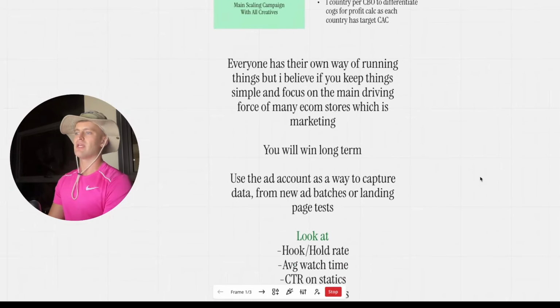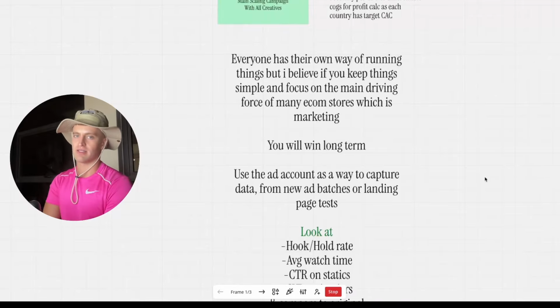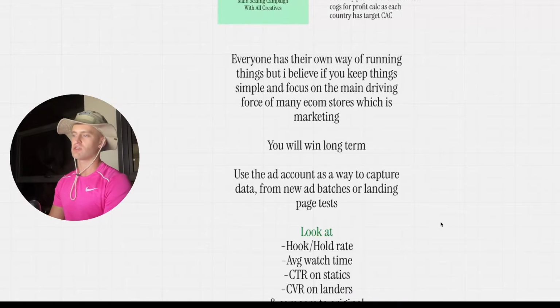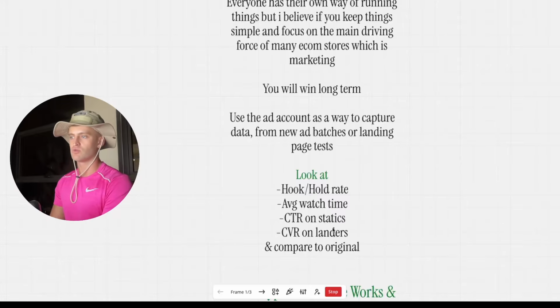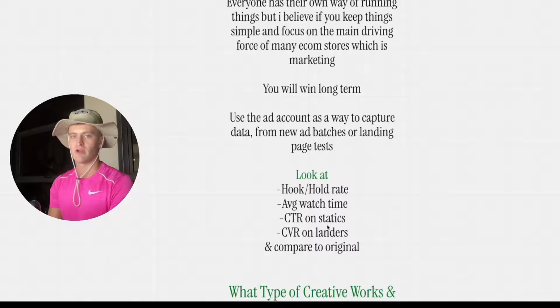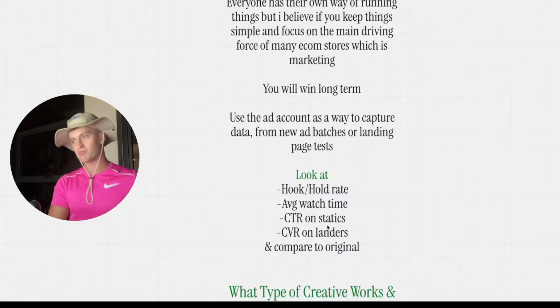Use your ad account as a way to capture data for new batches and landing page tests. You could even look at the metrics below, such as hook and hold rate, average watch time, click-through rate on statics, conversion rate on landers compared to the original. These are metrics we could take away from the ABO and actually put into our next batches.